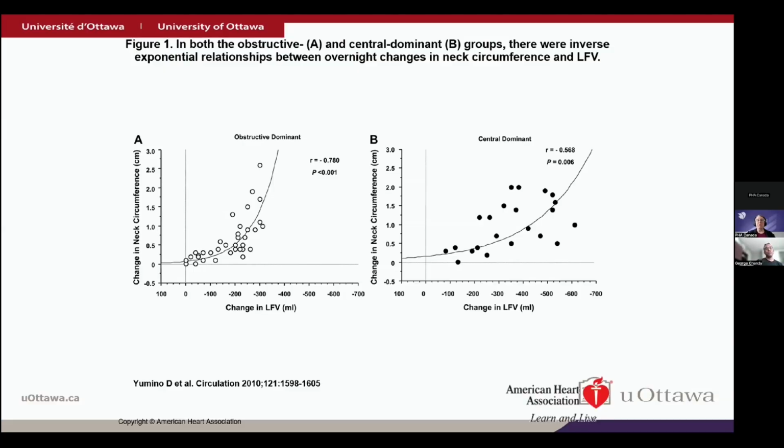So it's not simply that heart failure's bad. I mean, obstructive apnea can be bad for the heart. Heart failure can be bad for obstructive sleep apnea as well. Very interesting.